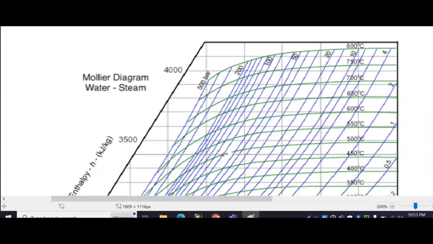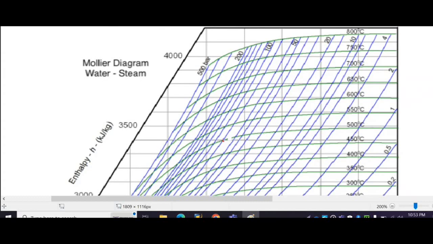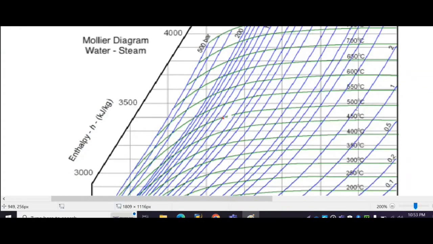Then we will find where the temperature of 500 degrees Celsius is. Here 500 degrees Celsius temperature is given. We will select the point of intersection for pressure 80 bar and temperature 500 degrees Celsius, and we will say that this is point 2. Now at this point we have to find the enthalpy H, that will be enthalpy H2. So from this point we will draw one horizontal line.